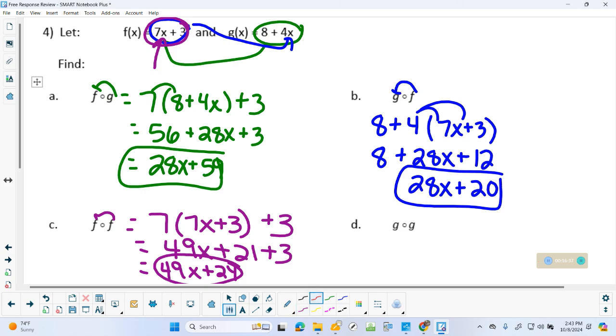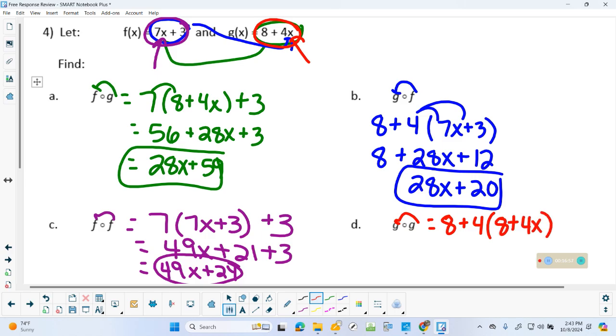All right, G into G. So our G function, we've got 8 plus 4 times your input. But we're putting the whole G function in for the input.